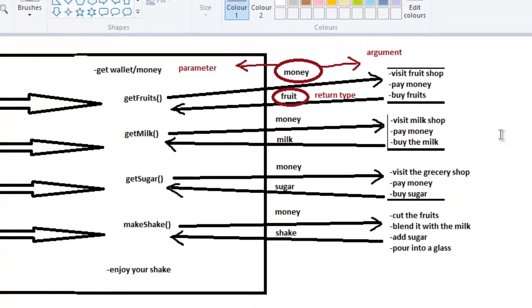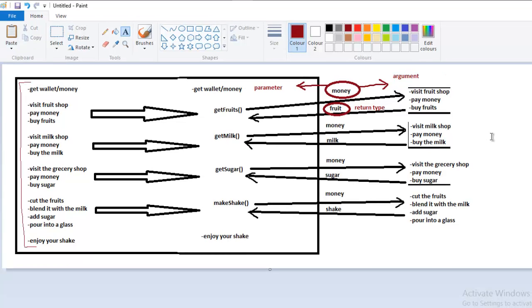Okay, so the concept of function is clear. We need to make a shake, we need different ingredients, we need to go to the market and buy each and every ingredient and then make the fruit shake. So that is what this complete code is, right? Now what we have done is divided the work into several functions. One function gets me the fruit, the other function gets me the milk, the third function gives me the sugar, and the fourth function makes the milkshake, right? So that is what the concept of function is.